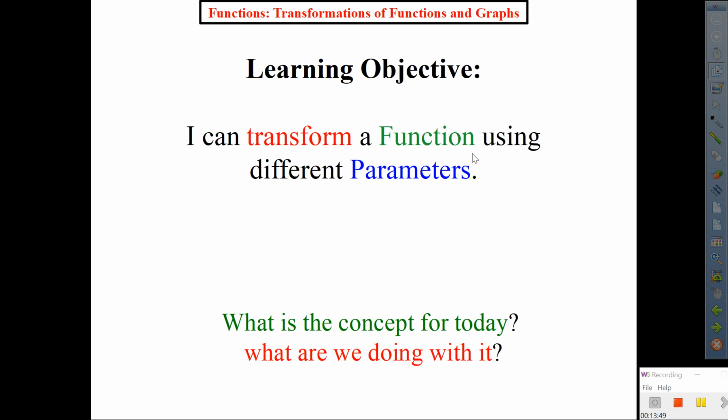So at the bottom of your Cornell notes, write the objective for today. And it reads, I can transform a function using different parameters. I can transform a function using different parameters.